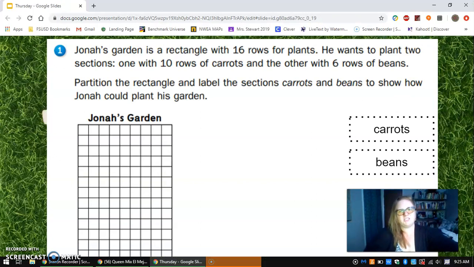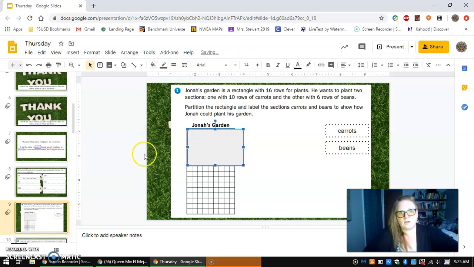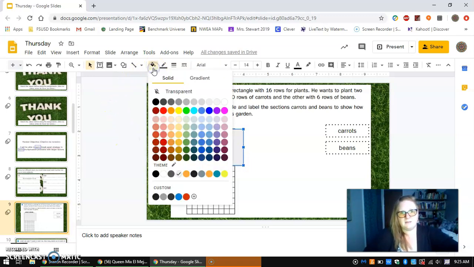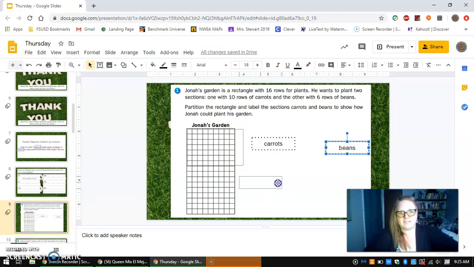So the way that you're going to partition is you're going to use your line, or you could actually use a rectangle if you want, but in order for me to know that you did the correct amount of space, you are going to need to click this button, transparent. So that way I know what it looks like underneath and how many rows you did. And then drag and drop, for instance, if this is carrots, you're going to drag and drop carrots over here so I know that those are carrots. And then you'll drag and drop beans over here to let me know that the beans are over here.